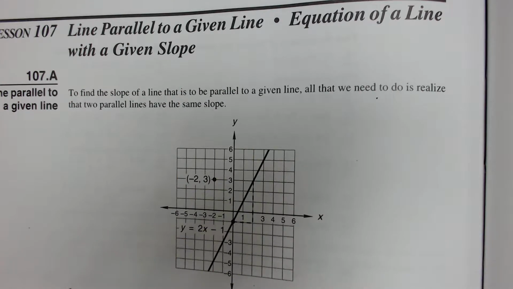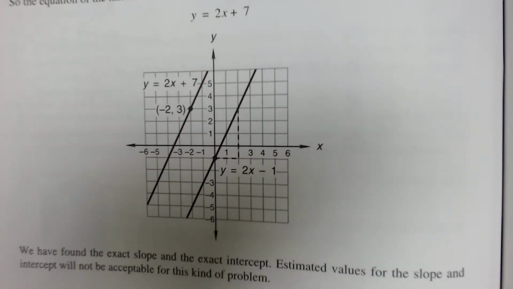Algebra 1, Lesson 107, line parallel to a given line and the equation of a line with a given slope. So, new bit of information we're learning here: parallel lines have the exact same slope.